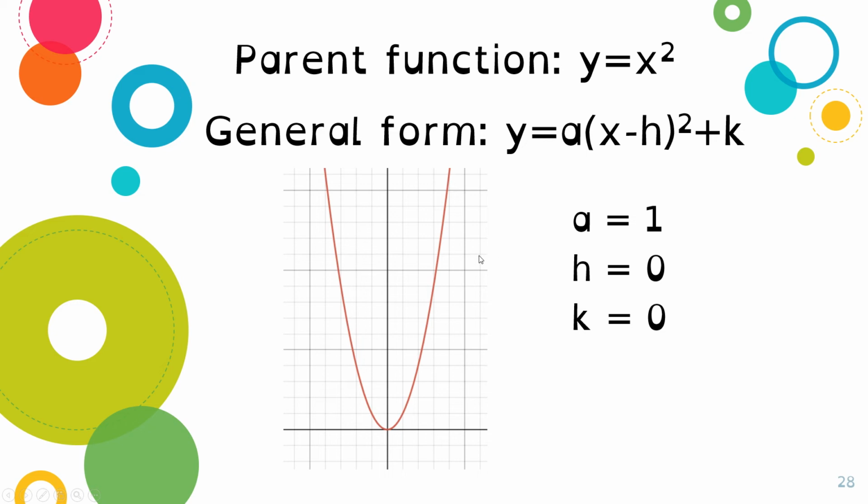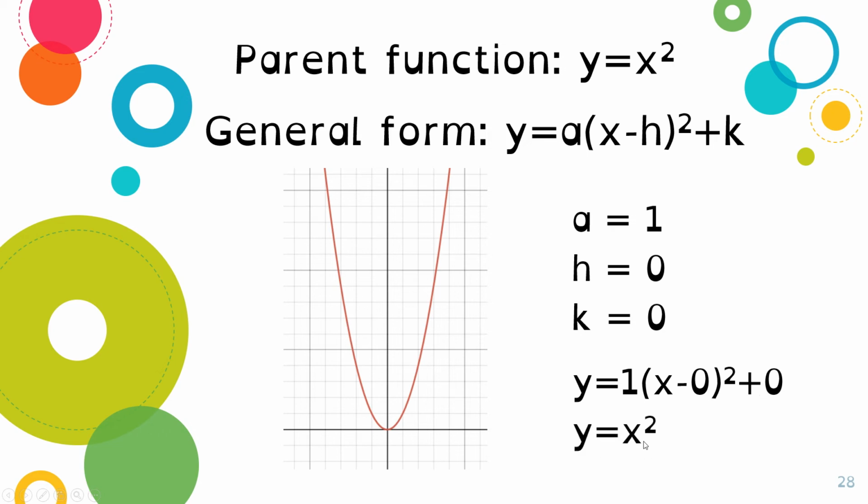So for our parent function, our a is equal to 1, our h is equal to 0, and our k is equal to 0. So we put that into our general formula. A we replace with 1, h we replace with 0, and k we replace with 0. Well, x take away 0 is just x. X squared we can't do anything with because we don't know what x is. It's one of our variables. 1 times that is just going to be x squared. And then we add 0, which just means that it's going to be x squared.